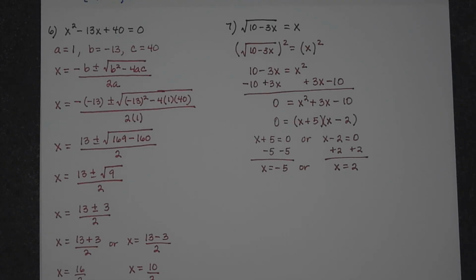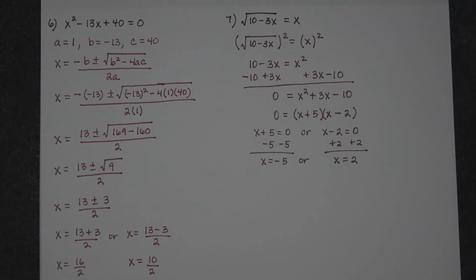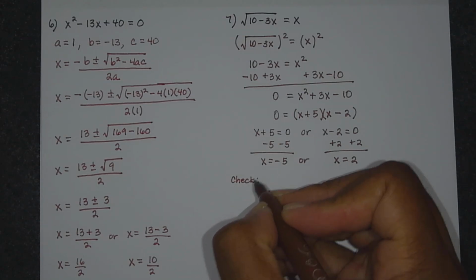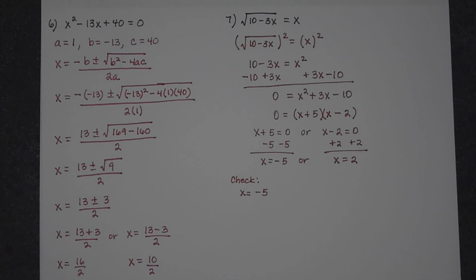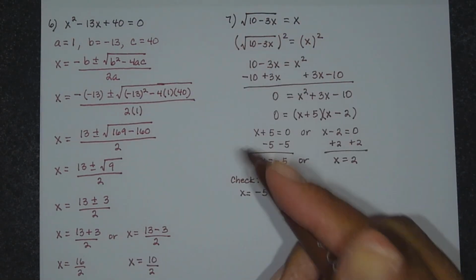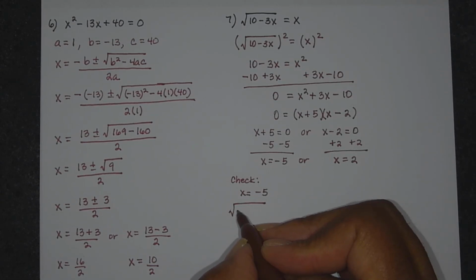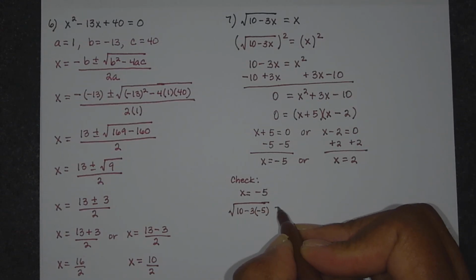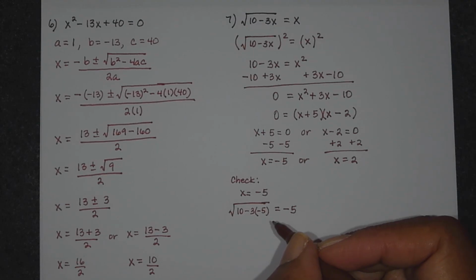And one of them is the correct solution for this radical equation. So this is where you have to check your proposed solutions here. I'll start with x equal negative 5. Now, using the original equation, I'm going to replace every x with negative 5. So I have the square root of 10 minus 3 times x, which is negative 5. And I want to know if that's equal to x, which is negative 5.